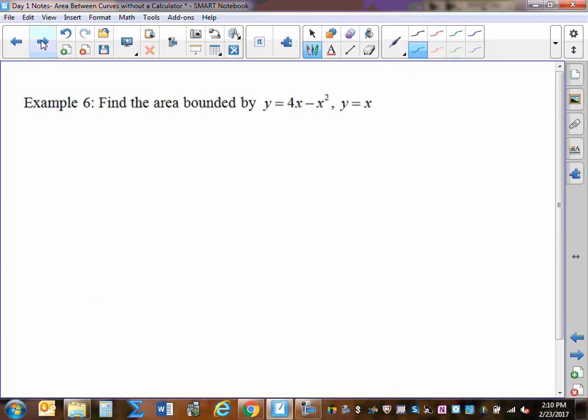That was too easy. Let's try this one. Find the area bounded by y equals 4x minus x squared and y equals x. Alright, go ahead and graph this, see what you get.